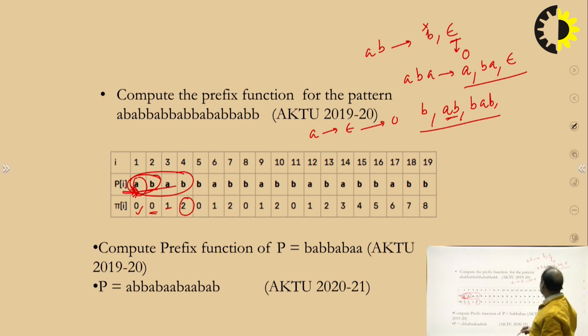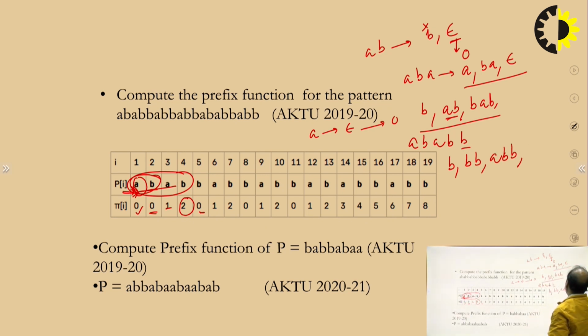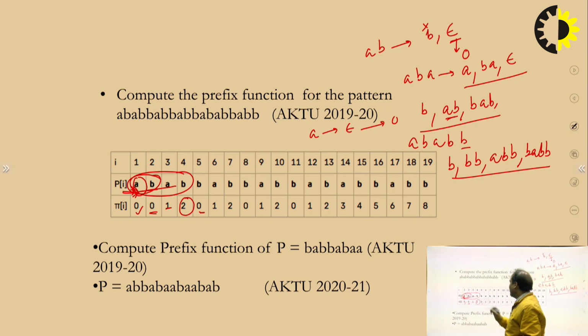Clear, class? Yes. So now if you just go here, it's up to this point: A, B, A, B, B. Its proper suffixes are B, then BB, and ABB, and then BABB, right? So none of the proper suffixes are prefix of the pattern. So epsilon is already there, so this will be 0. So this is how it is written as 0. So similarly, we can compute the prefix function for all the pattern, right? This has also been asked in the examination: BA, BB, AB, AA.